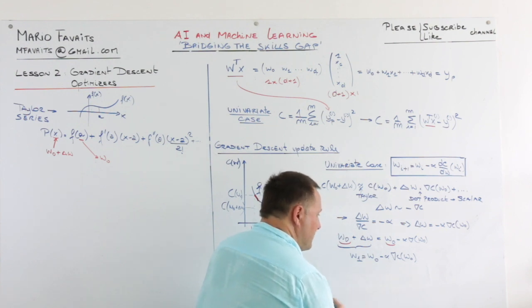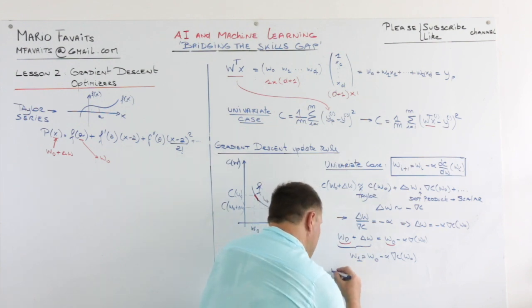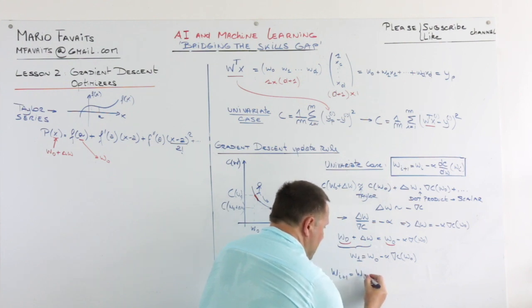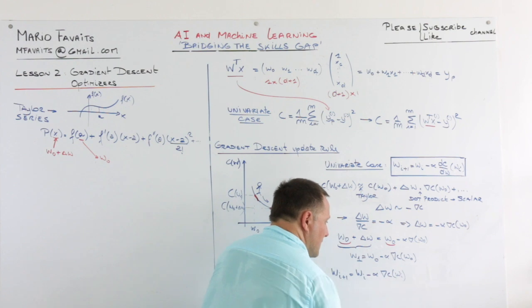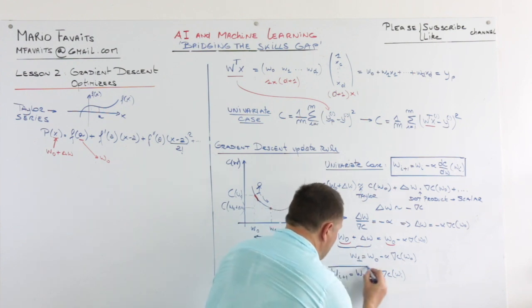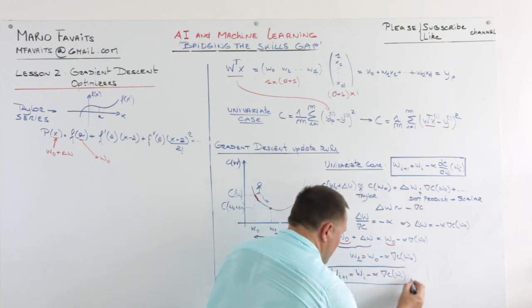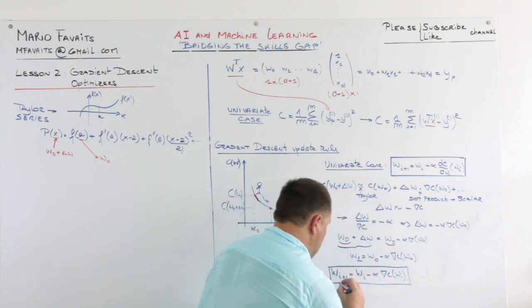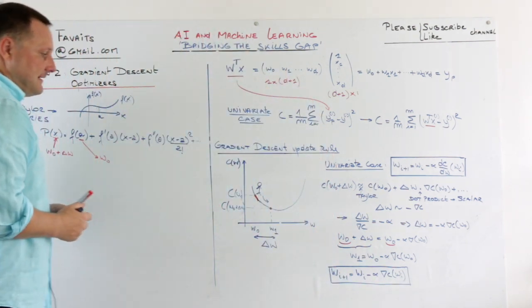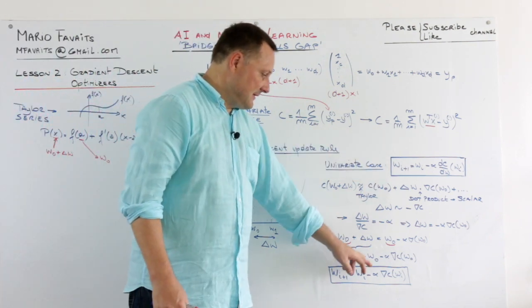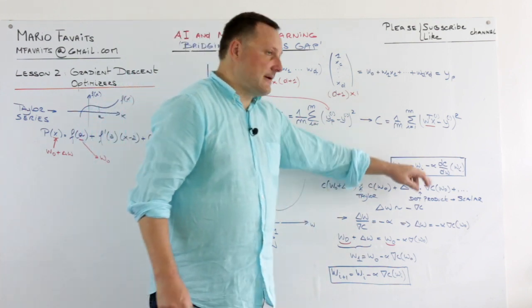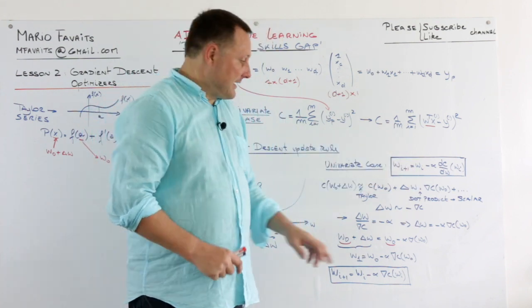And that is my new update rule. So we have Wi plus 1 equals Wi minus alpha, and then the gradient of C at Wi. So this is my update rule for gradient descent in the multivariate case. And you basically see it's very similar to the univariate case. It's just that we replace the derivative by the gradient.